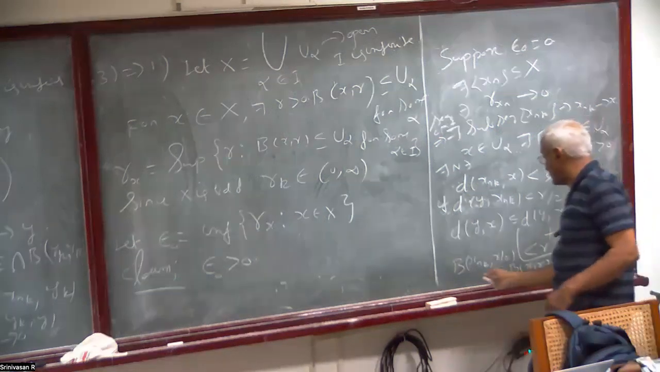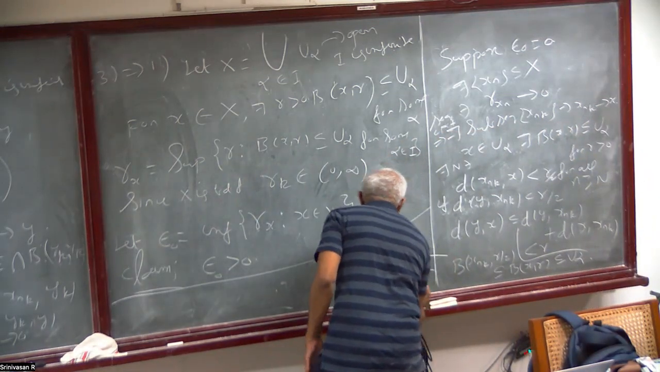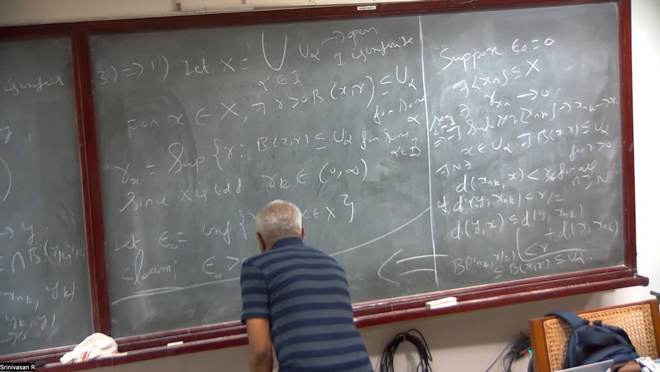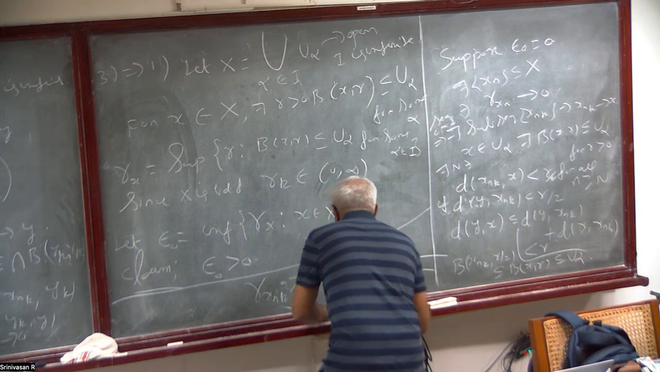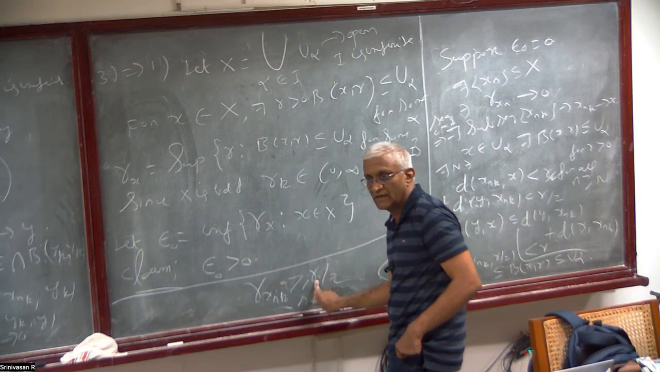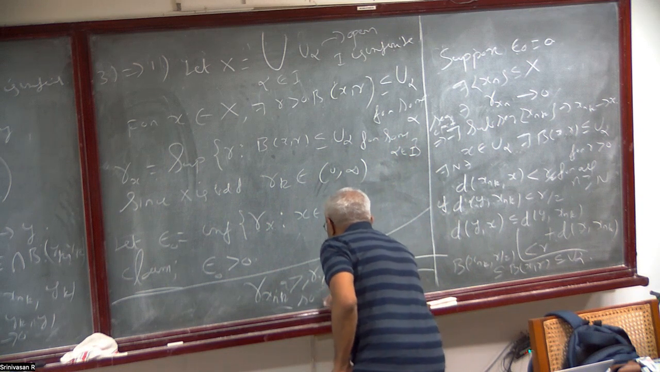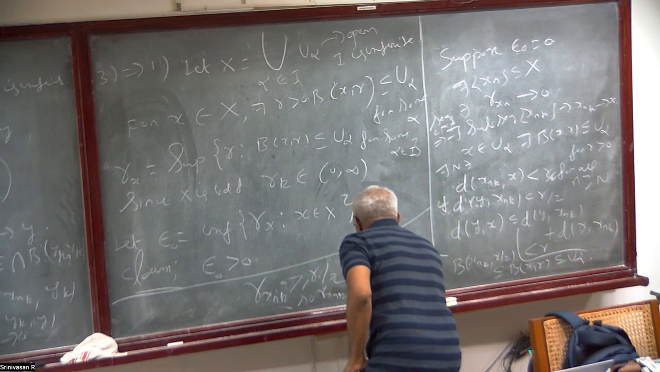I will write it here. I don't want to go to that board. This implies R of x_k is greater than r/2. So for a fixed r, R of x_k cannot converge to 0.